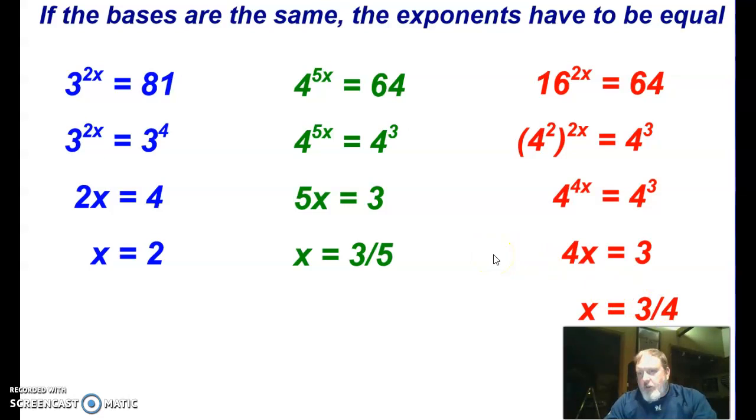So again, the whole idea of the one-to-one property when you solve these is to get the same base on either side, and then the exponents are equal.